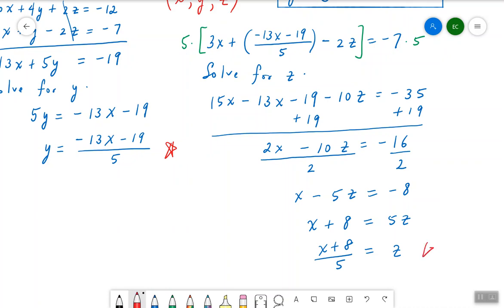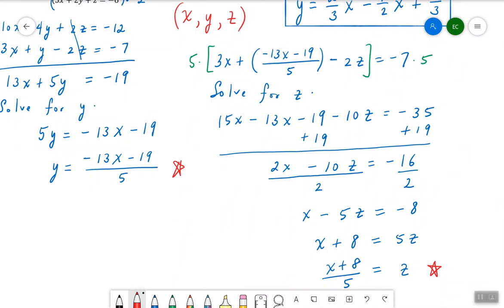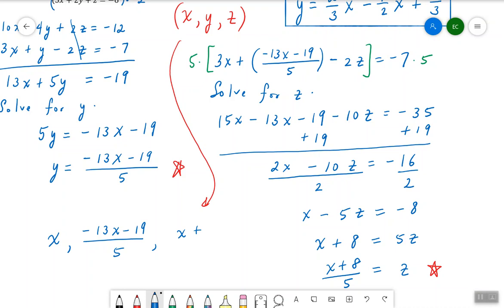And so that's the other part of our answer. Remember, we said the answer is an ordered triple x, y, z, where x is arbitrary. So we're going to write x. And then y is negative 13x minus 19 over 5. And then z is x plus 8 over 5. And that's it.